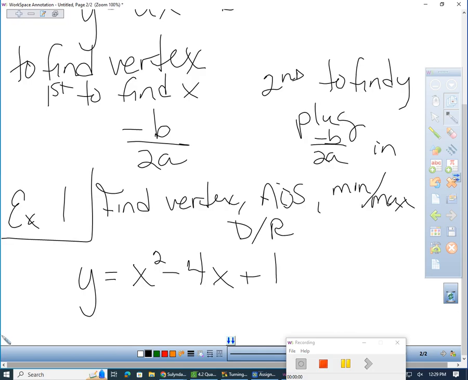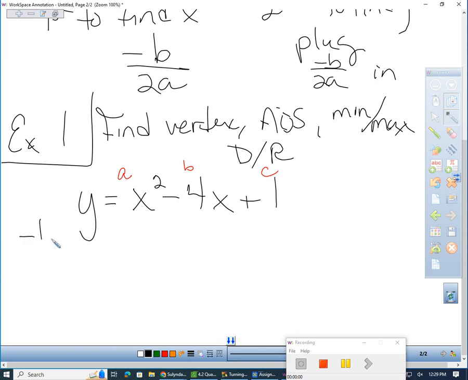All right, so the first thing we're going to do is find the vertex. I'm going to remind you that the coefficient in front of x squared is my a value, the coefficient in front of x is my b value, and this one on the end is my c value. The first thing we have to do is negative b over 2a. So in this case, my b value is negative 4, so negative negative 4 over 2 times 1, or 4 over 2, which is 2.